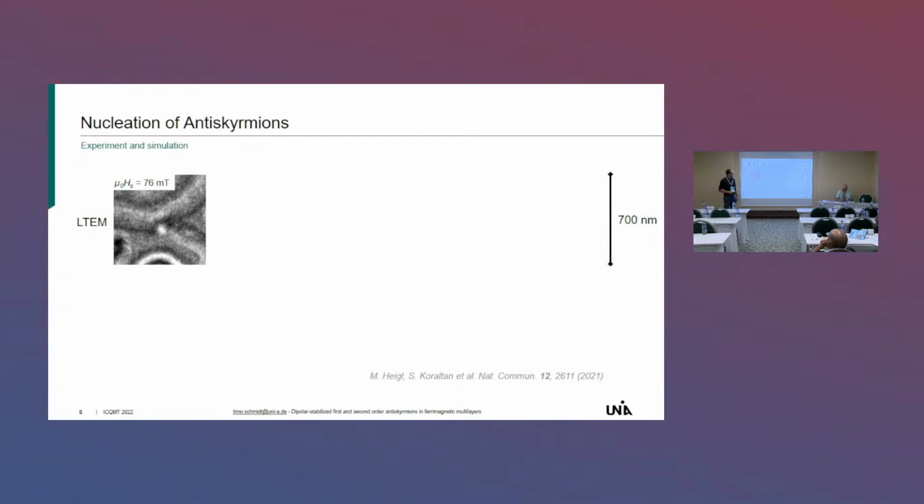So let's talk a little bit about the nucleation of anti-Skyrmions, because we noticed a trend for these nucleation sites and why they nucleate. The trend is that they often nucleate at sites where two or three domain walls meet each other. You can see such an instance here. This is one domain wall, this is one domain wall, this is one domain wall, and this is basically a Bloch point. We're at 76 millitesla for that.